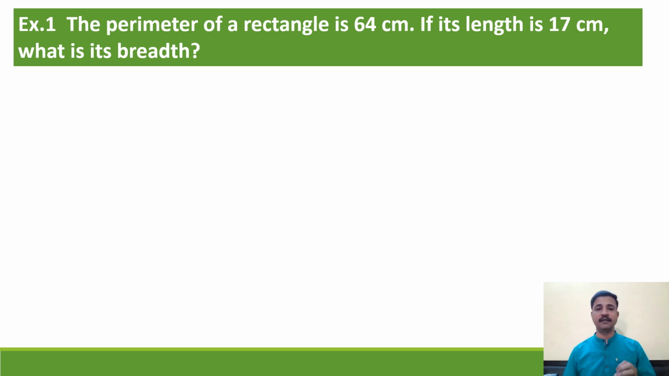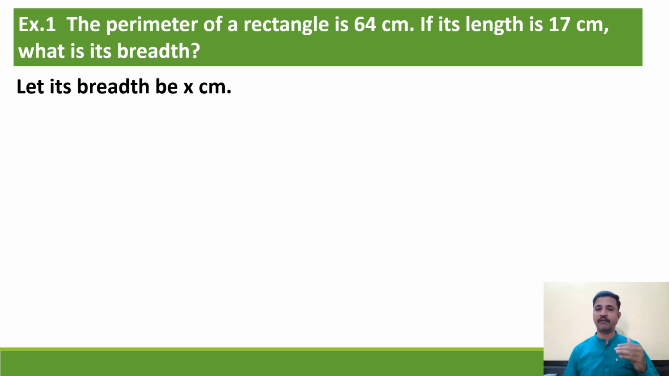क्या दिया है हमें? Perimeter of rectangle दिया है. Perimeter of rectangle equal to 64 centimeter and length equal to 70 centimeter. हमें क्या निकालना है? Breadth निकालना है. So breadth consider as x. So write down, let the breadth be x centimeter.